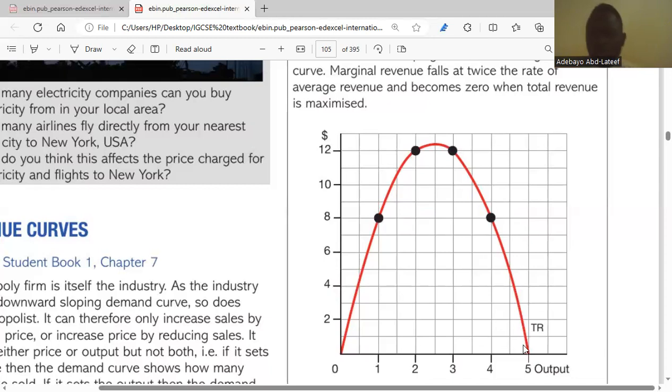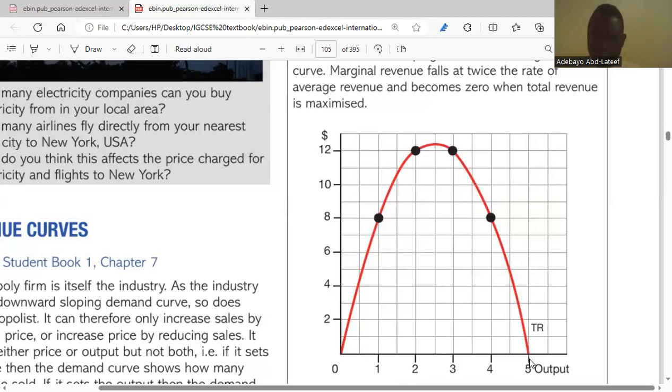For a monopolist to maximize its total revenue, the marginal revenue has to become 0. So how do we get our average revenue? We said average revenue is total revenue divided by output. And we said for a monopoly, the marginal revenue falls at twice the rate of the average revenue and becomes 0 when the total revenue is maximized. So the total revenue can only be maximized if the marginal revenue falls to 0.